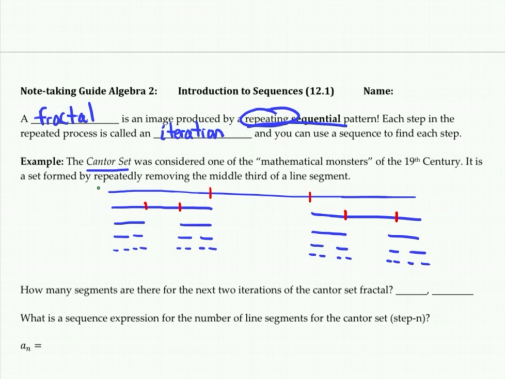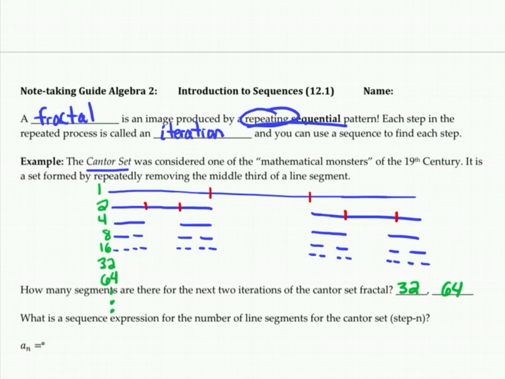So let's count up with a sequence, just to reiterate the math we're studying, how many lines there are on each step or iterate. First time we have one line, then we have 2, then 4, then 8, 16. I'm really going to have trouble drawing the next one, but I think you should be able to guess it's 32. And the next one would be 64, and we could keep going. So I asked how many segments there are for the next 2 iterates of the Cantor set. So I think I was asking you for, in this case, 32 and 64.